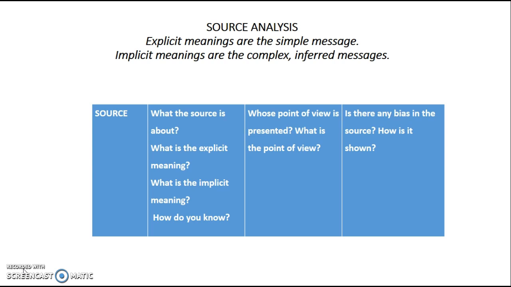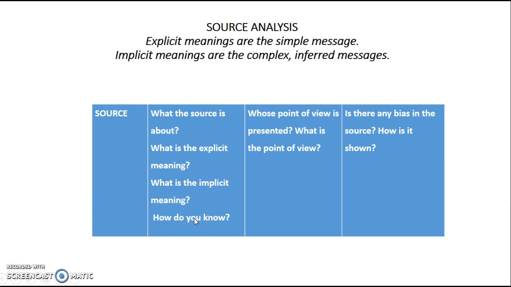Just a reminder, explicit meanings are the simple and obvious messages. Implicit meanings are those that are more complex and require you to infer ideas from the information presented. So in the first column, what is the source about? That is your explicit meaning. Well, tied to the explicit meaning, you also have the implicit meaning.